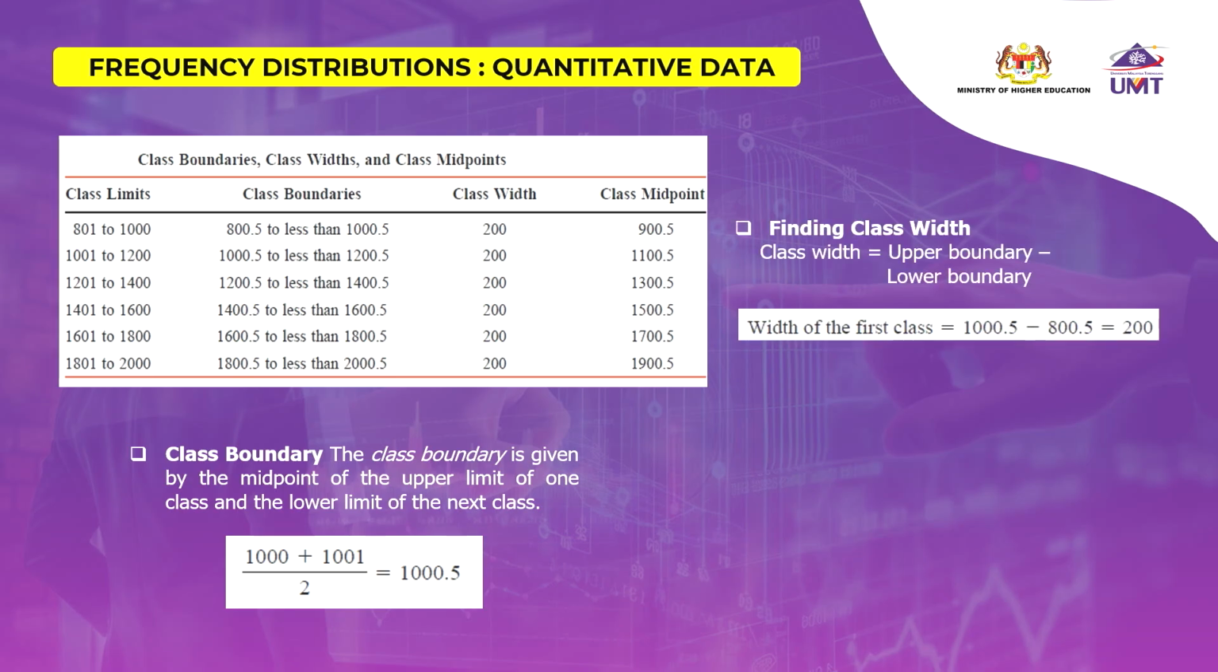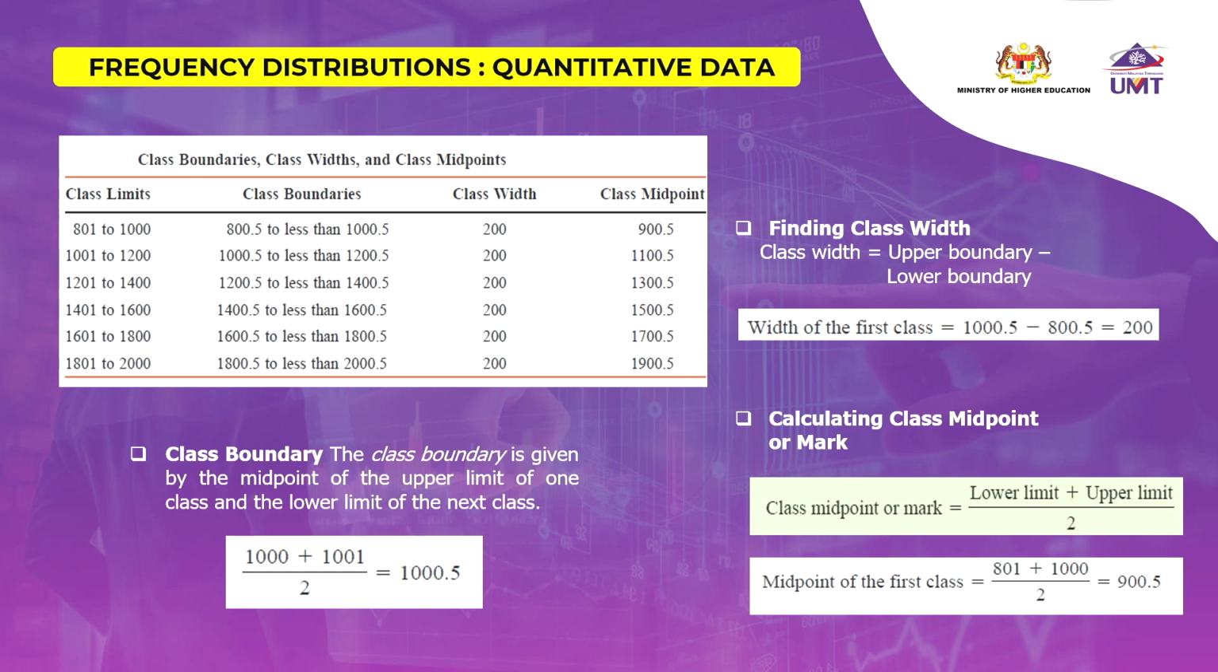Class boundary is a midpoint between the upper limit of one class and the lower limit of the next. Class width is the difference between boundaries. Class midpoint is the average of the lower and upper class limits.